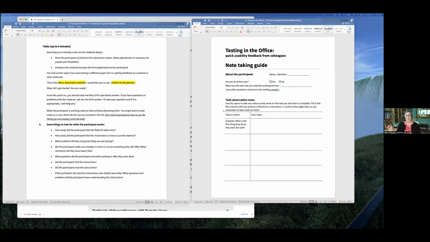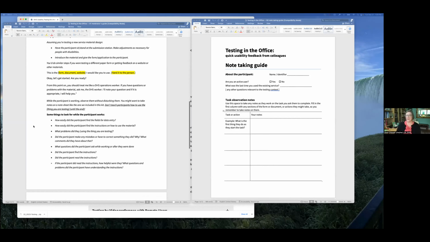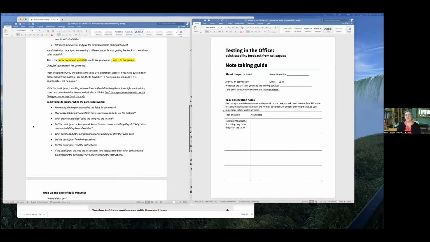Again, it shows little stage directions for the moderator, and those are in italics, with some possible things to observe for, because we realized that people who might be doing their first usability tests ever, even if you've done a couple, you still might not know what you're looking at. So yay, you get to watch people interact with the thing that you're designing, but how do you interpret that qualitative data?